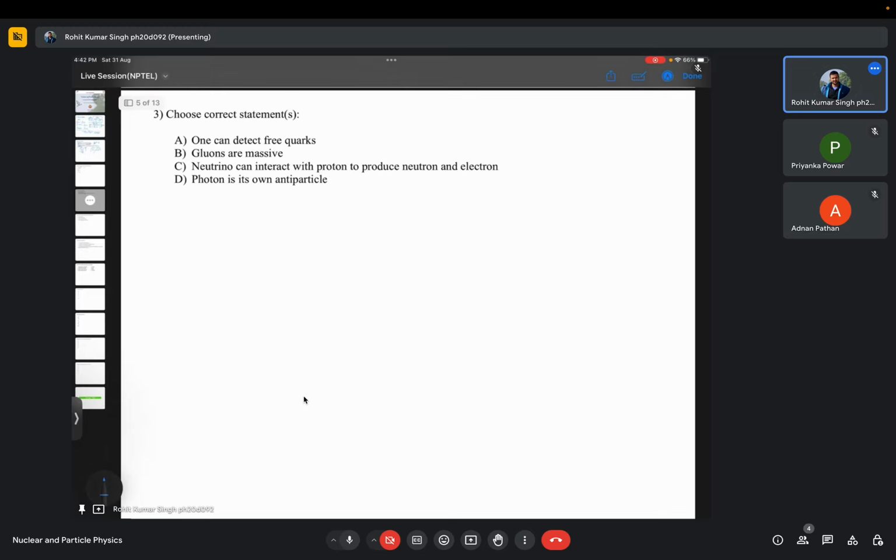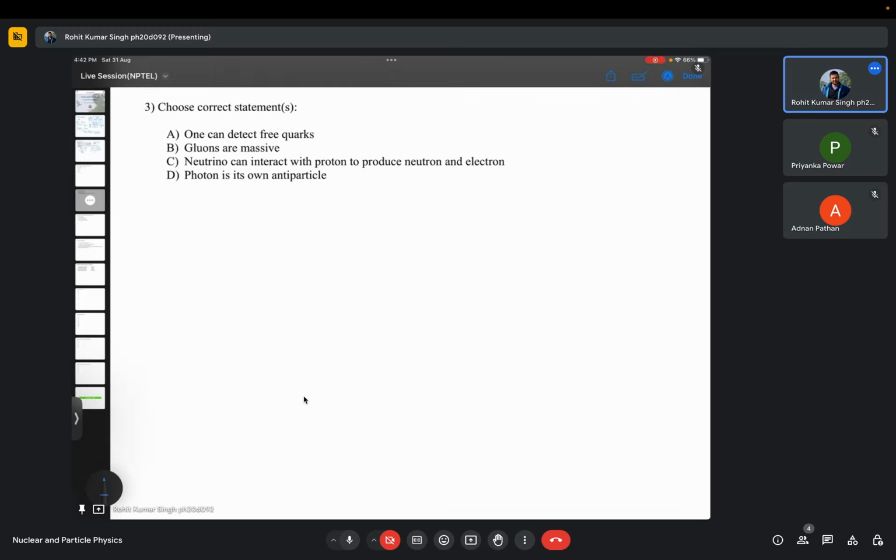Okay, so next problem. You have to choose the correct statement or statements. First is one can detect free quarks. Second one is gluons are massive. Third one is a neutrino can interact with a proton to produce a neutron and a positron. Then the proton is its own antiparticle. So option D, the last one, only this. Others? What about others?